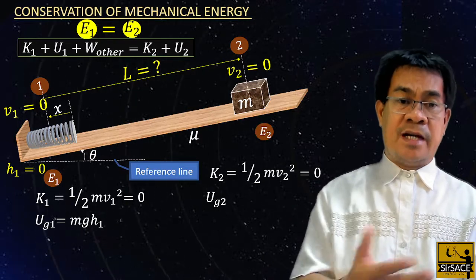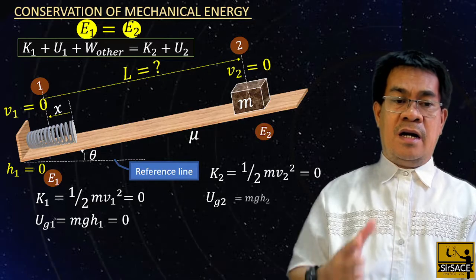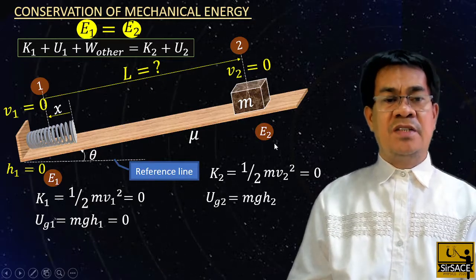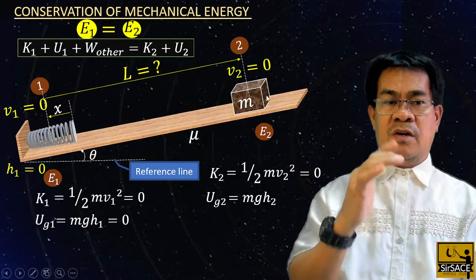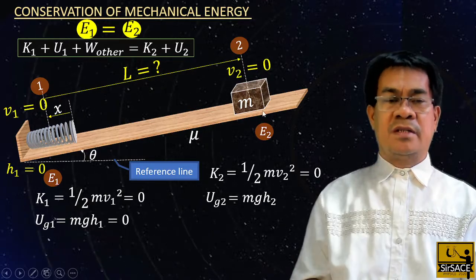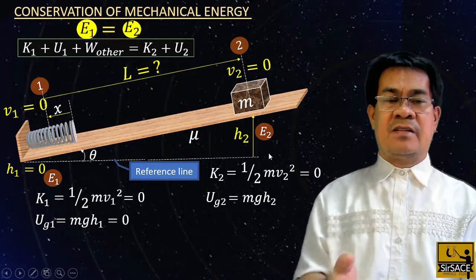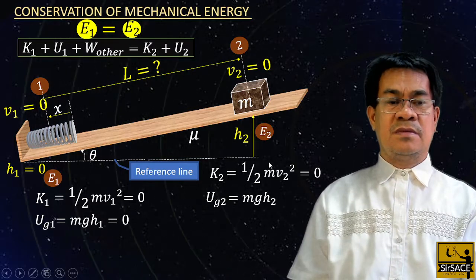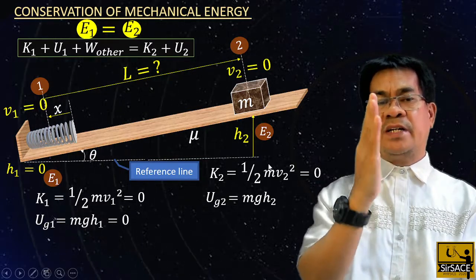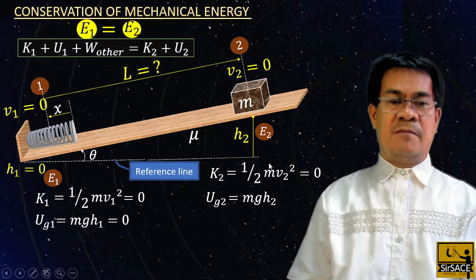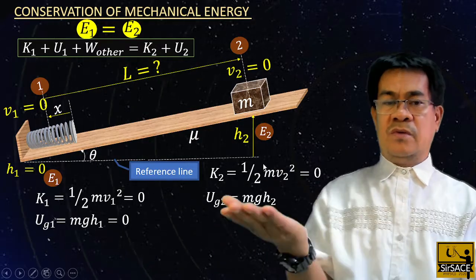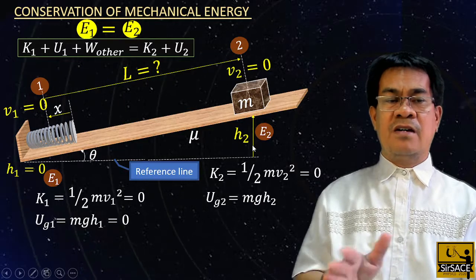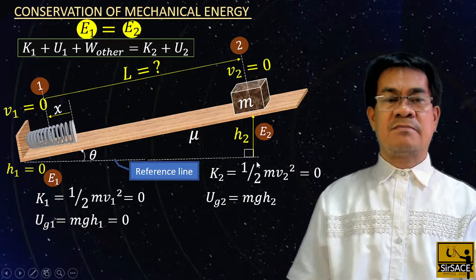Okay, but take note, in the final gravitational potential energy, the final position of the object has a height, and we call this h2. Now remember, this is always vertical. H is always vertical, meaning our reference line is also always horizontal. So therefore, the angle between them must be 90 degrees.